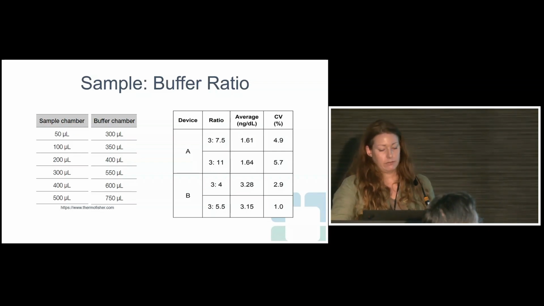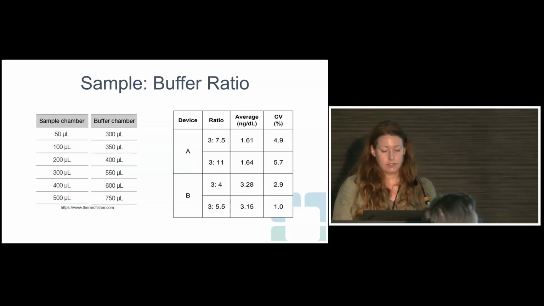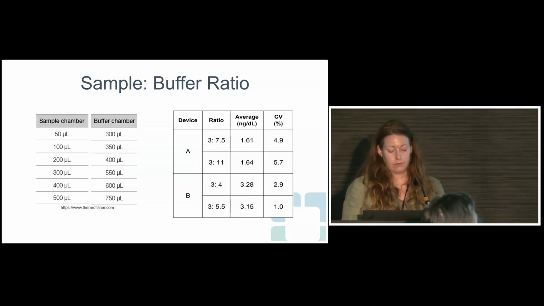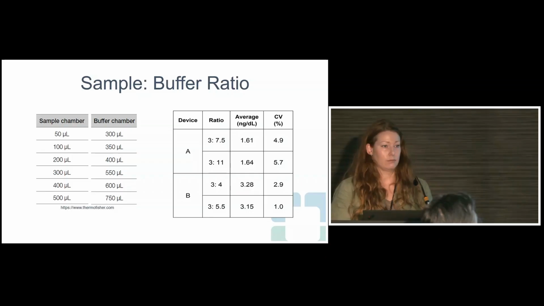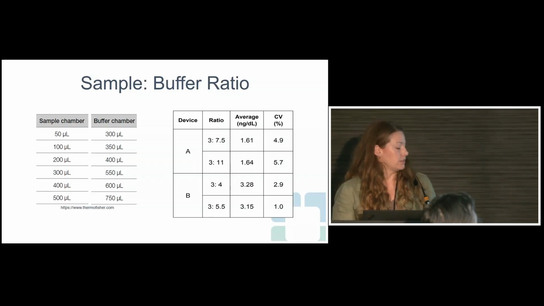So if we look at device A, we tried a couple different sample to buffer ratios, and device B, we sort of repeated that activity. The less you can dilute and the closer you can stay to that 1-to-1 ratio, we found you get more consistent results, and you'll also get more harmonious results with other laboratories. So we ended up going with device B because that offered a smaller dilutional volume between the buffer and the serum sample.